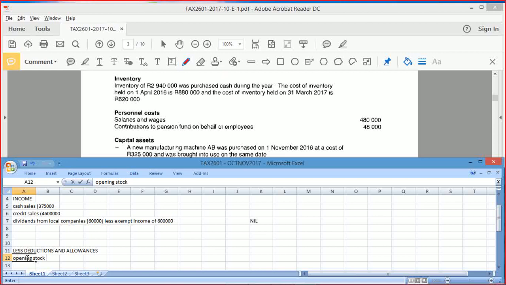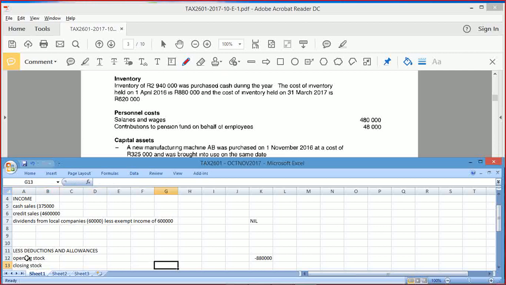Yes, sir. Okay, so opening stock will be added to your cost of sales calculation. If you make cost of sales bigger, you subtract more or less from your taxable income? You subtract more, sir. You would subtract more. So opening stock must be deducted. And that opening stock was given as 880,000. Okay, negative. Why? Because that's opening stock. Yes, sir.